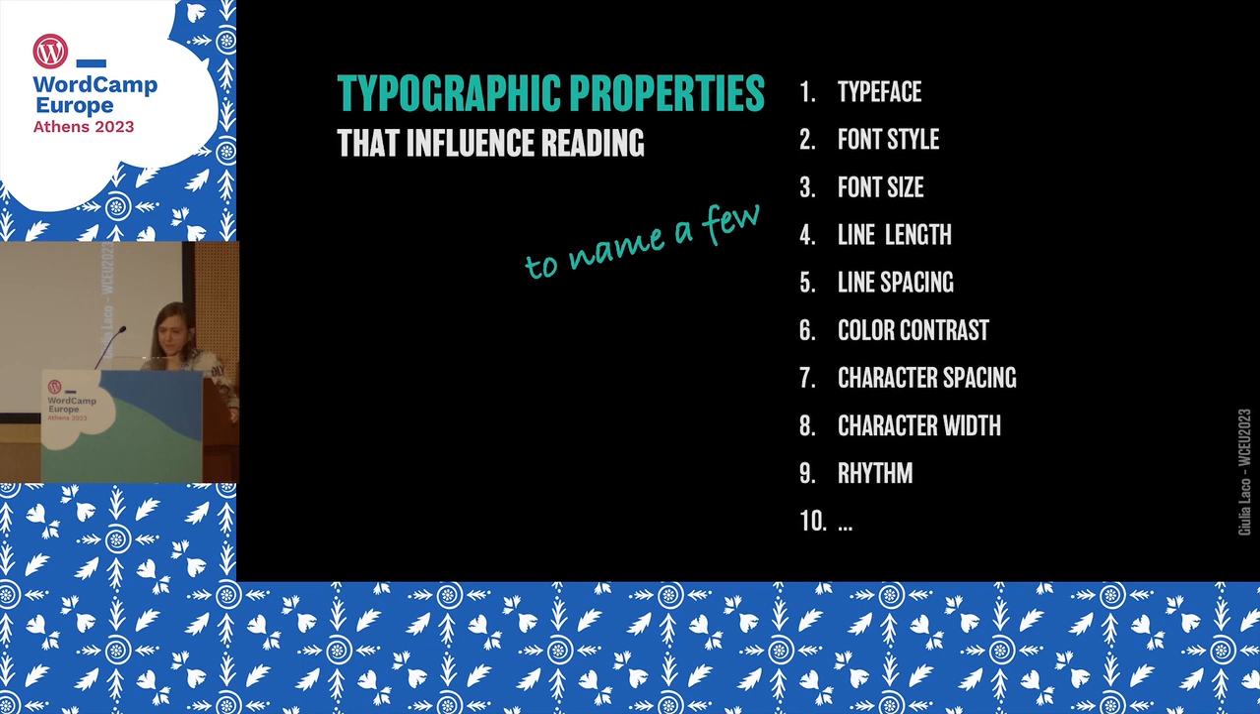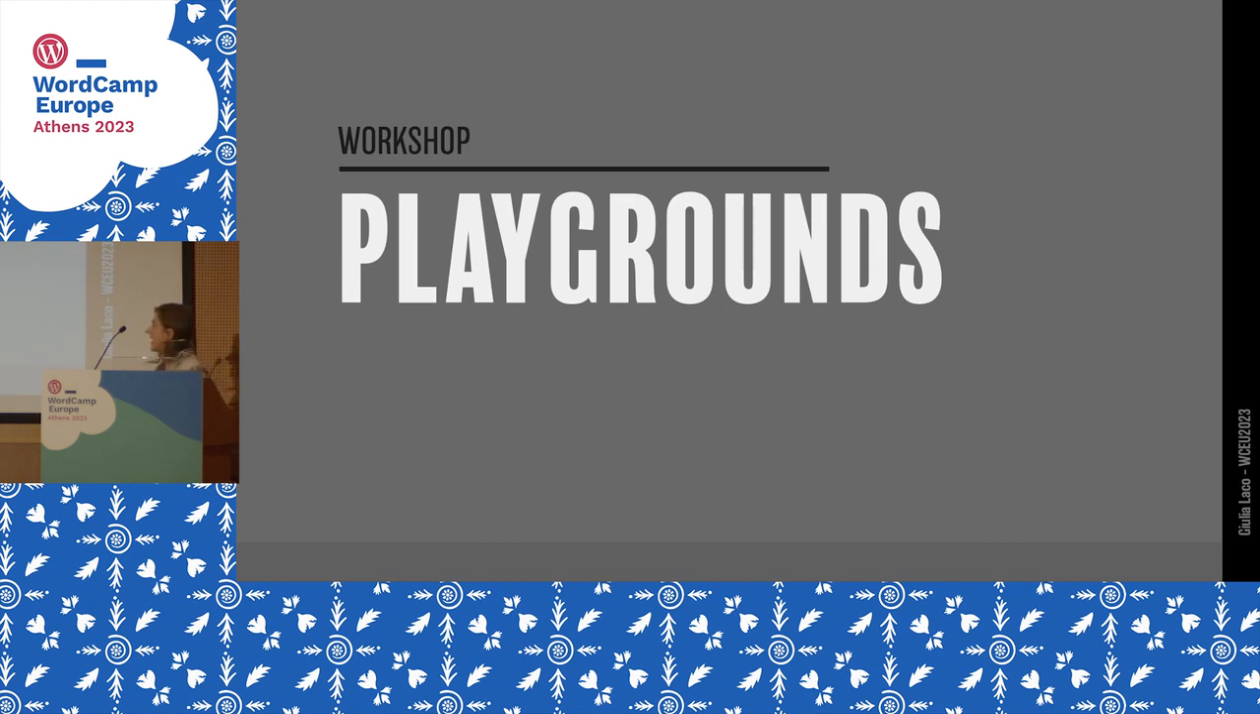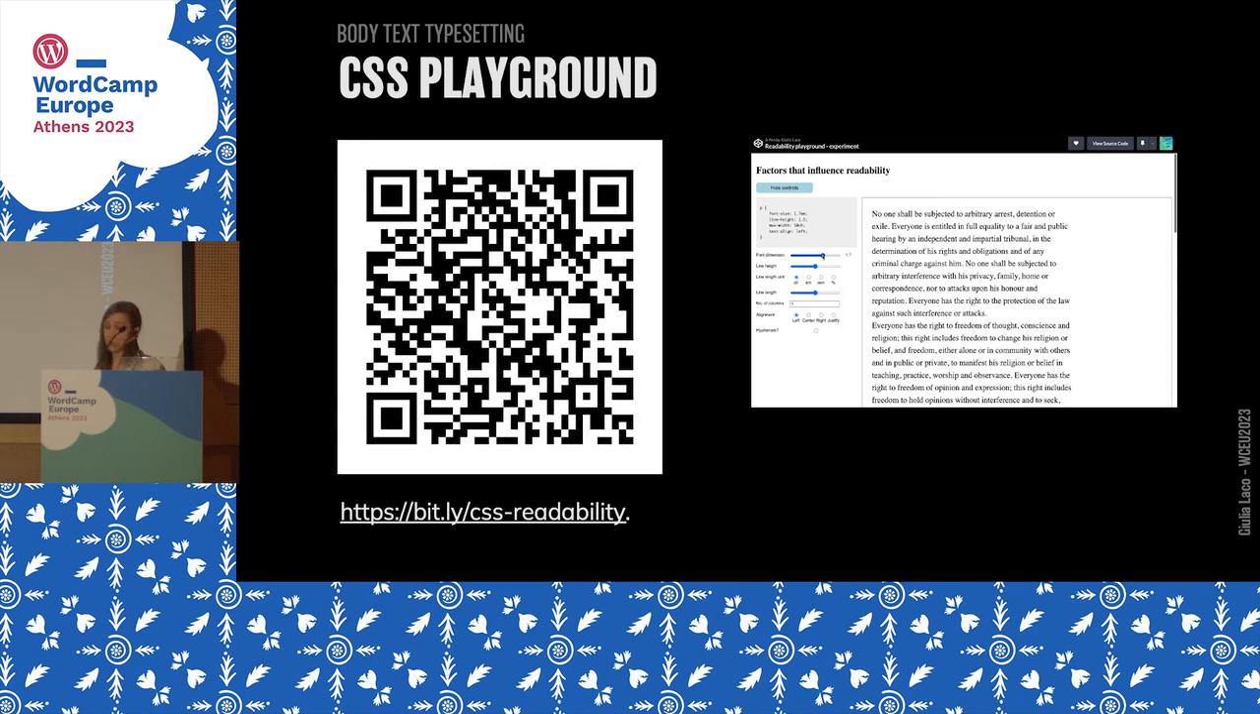Okay. We'll have two playgrounds that we'll try to use. I prepared this CodePen. You can go to that CodePen with the URL: bit.ly/css-readability.